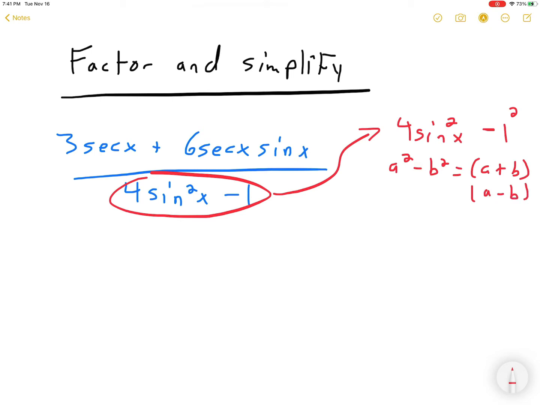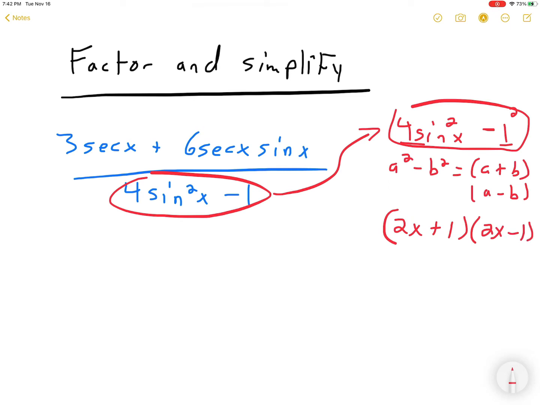And so we can think of a as 4 sine x, and we can think of b as 1. And so if we take the root of a, right, of 4 sine squared x, that would leave us with 2x, or 2 sine x. And then the b would be plus 1. And then the other part of the answer here would be 2x minus 1. And again, remember that our x is going to resemble our sine x, or our sine function.